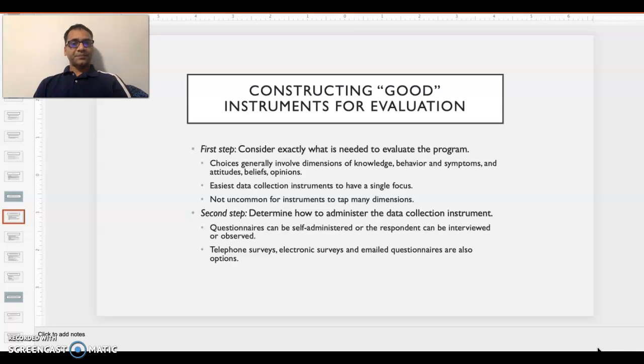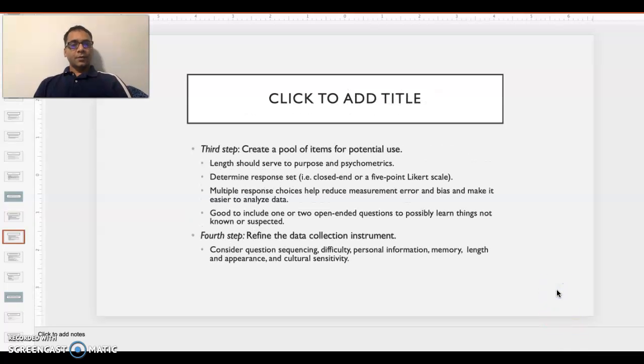evaluation purpose. The second step is also very important, where we determine how to administer the data collection instrument. The questionnaires can be self-administered, or the respondent can be interviewed or observed. Telephone surveys, electronic surveys, or email questionnaires are also options. The third step is to create a pool of items for potential use. The length should also serve the purpose and psychometrics.